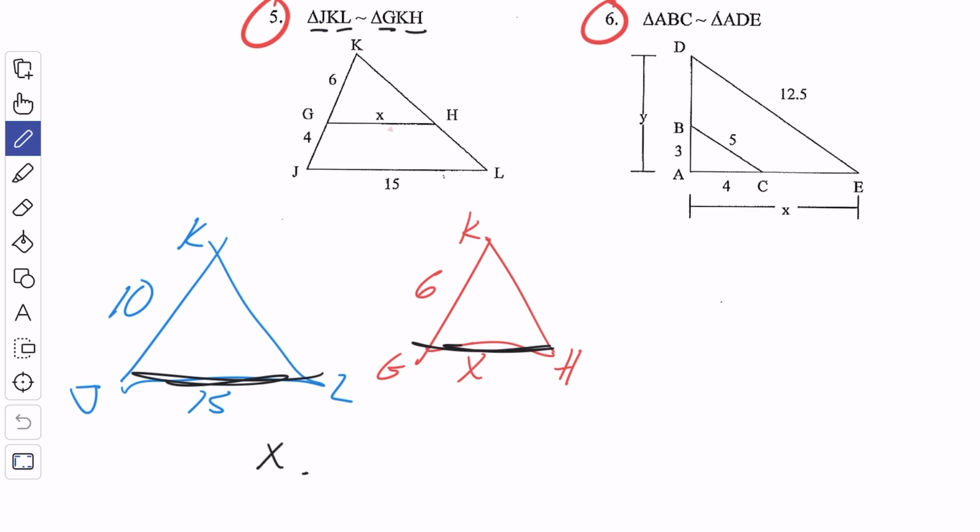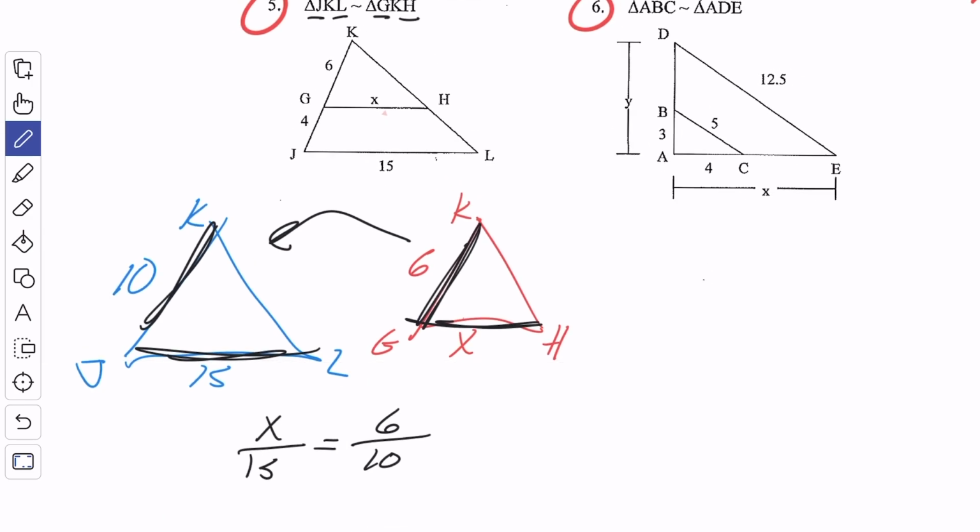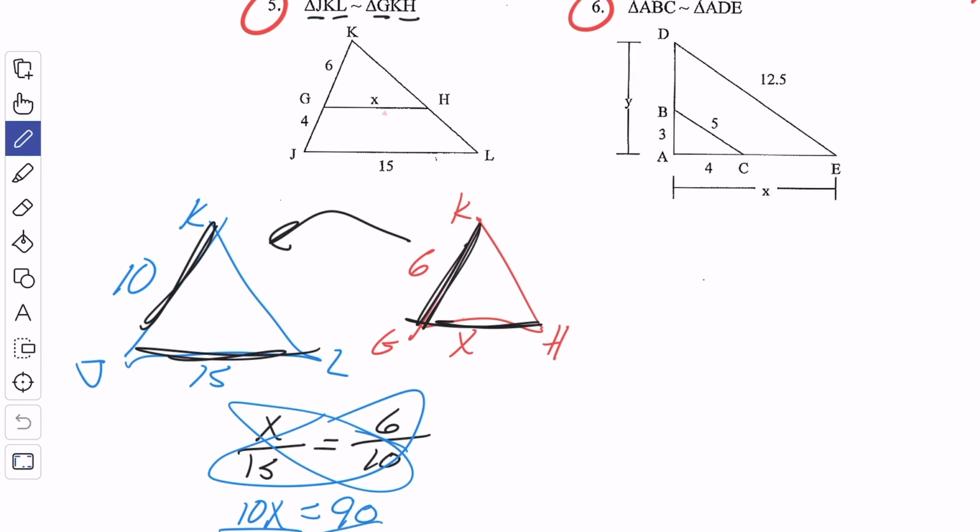So I'm going to do X over 15 is equal to, so since I did the red over the blue triangle, I need to stay consistent. Well, I know this side is 6, and 6 was GK, and GK corresponds with JK, which is 10. So 6 over 10, and then we're just going to go ahead and solve. So we cross multiply. So we get 10x is equal to, well, 15 times 6 is going to be 90. Divide each side by 10. So x is then equal to 9. And that will be our answer for that one.